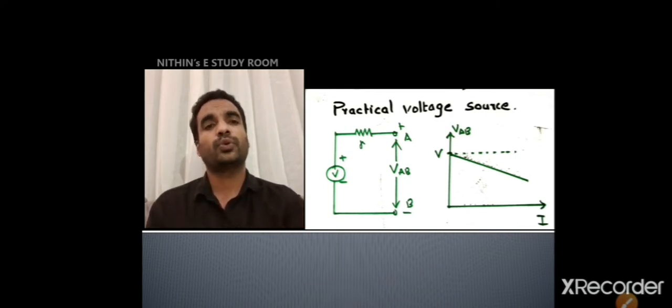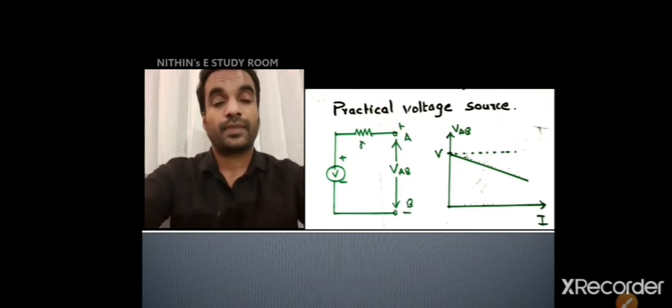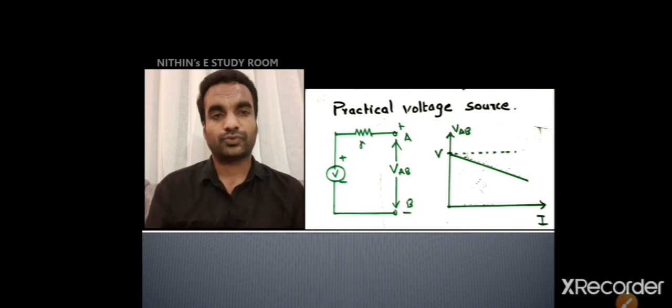This is only due to the presence of this resistance R. What is this resistance R? This is the internal resistance of the voltage source. This is the internal resistance of that voltage source.